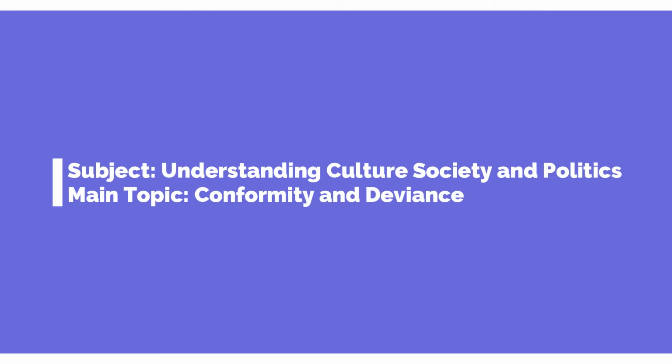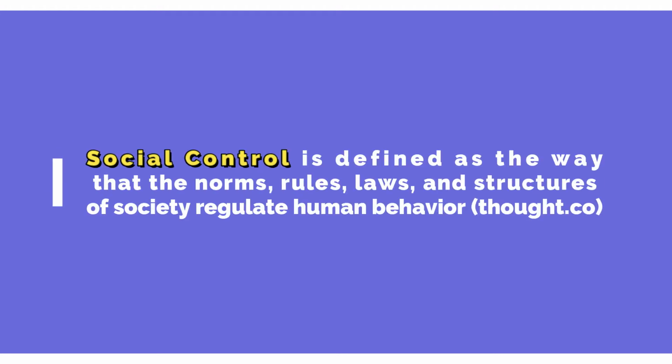Welcome to this channel. For this video, I will continue to discuss conformity and deviance, a topic within the subject Understanding Culture, Society, and Politics for senior high school. This is lesson 2, social control. Social control, according to the site thoughtco.com, regulates human behaviors by its norms, rules, laws, and structure of the society.